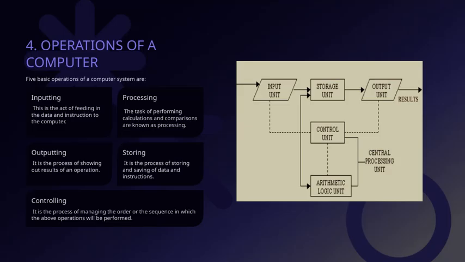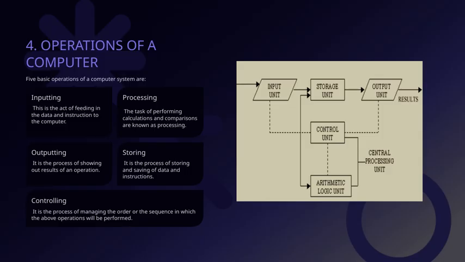Now, let's take a closer look at the 5 basic operations of a computer system. First up is inputting. This is essentially how we feed data and instructions into the computer, like typing on a keyboard or clicking a mouse. It's the starting point for any task we want the computer to perform.